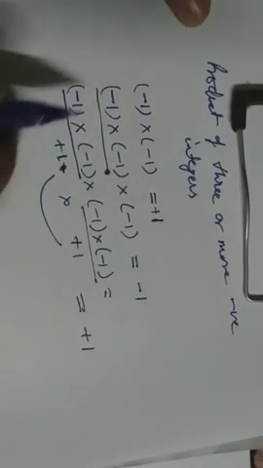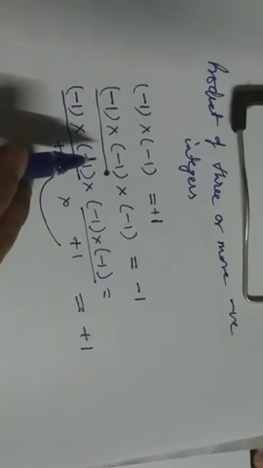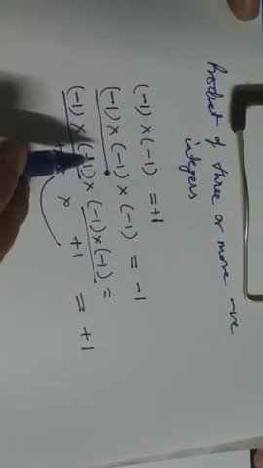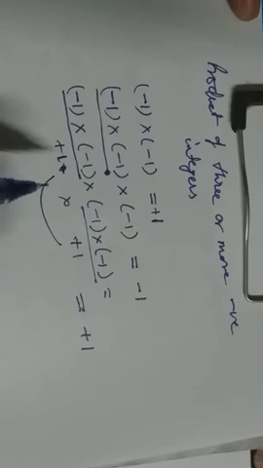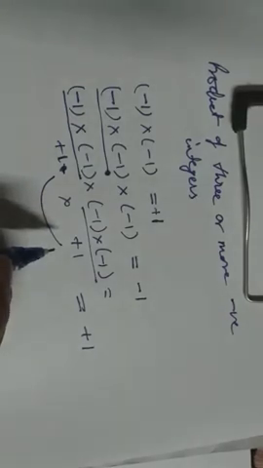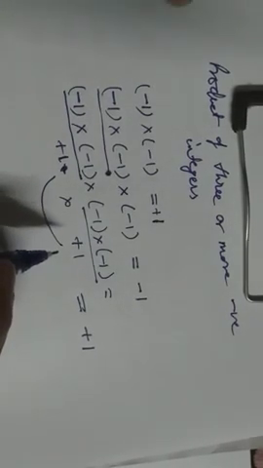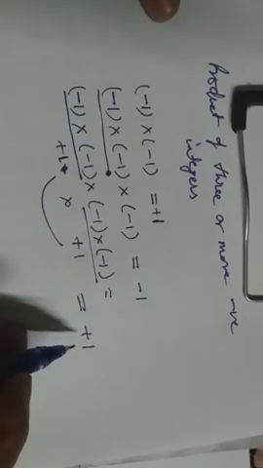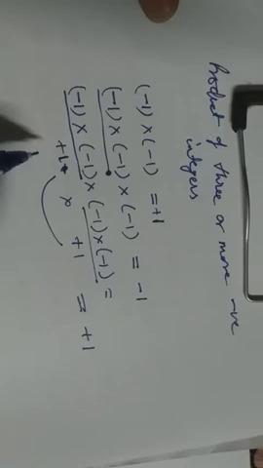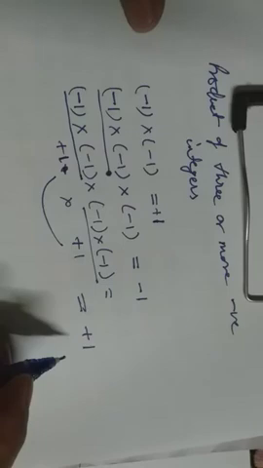Similarly, you can see if the negative numbers are 2, 4, 6, 8 or 10, the number of negative integers being multiplied is even. Even means 2 negative integers, 4, 6, 8, then the result will be positive. If you are multiplying an odd number of integers, that means 3 negative integers or 5 or 7 and so on, the result will be negative.